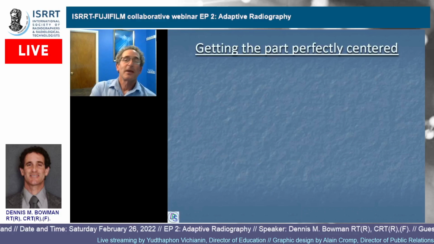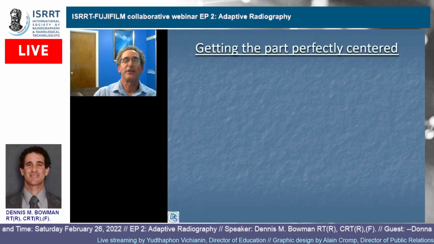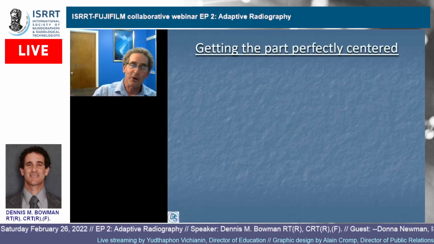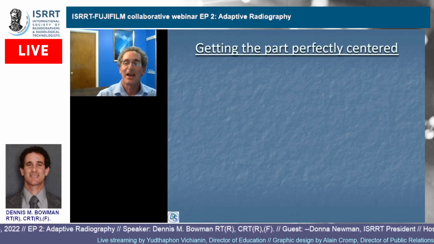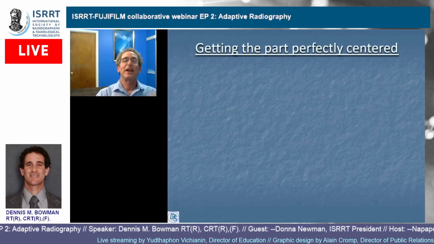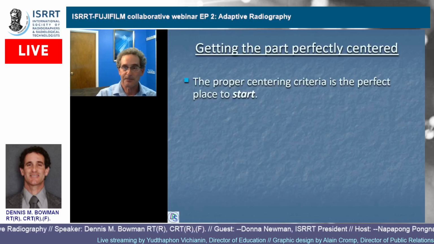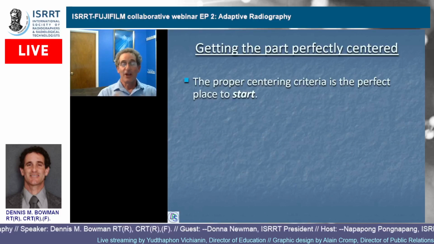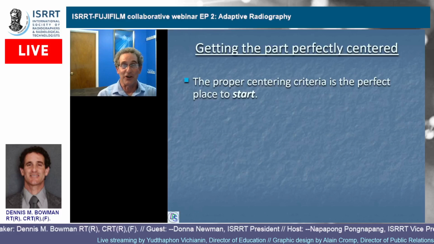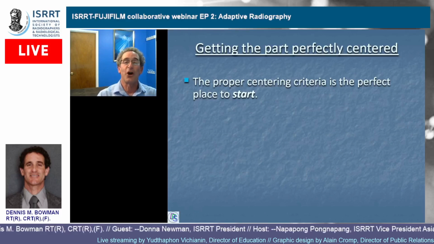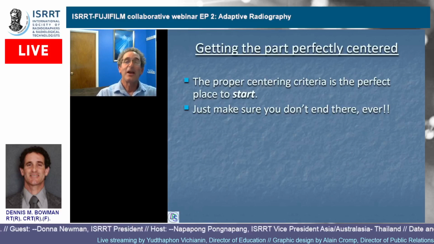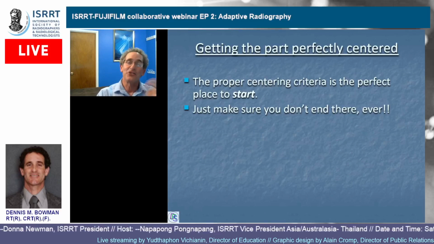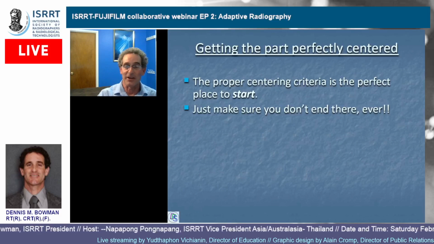This first part is really more for students than radiographers, because radiographers have probably already got their way of doing it, but students might not have figured this part out, and that is getting the part perfectly centered. The way to do it is you start exactly where the book tells you to start. Go center there. Just know that you should never think that just because you got there, it's perfect and now you get to end there. It's a great place to start, just not necessarily a great place to end.